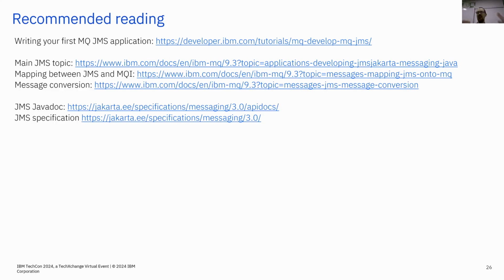Recommended reading. So this is like a high-level summary. All of the nitty-gritty details are obviously in the Knowledge Center. There's some good examples there. The top link is basically how do I write my first JMS application? So it's the very basics. And then the middle chunk of links there are basically the high-level JMS topic in the MQ Knowledge Center, and basically how to map between JMS and MQI, which is obviously important. And then because JMS is a standard API, the last couple of links are to the spec and the Javadoc.